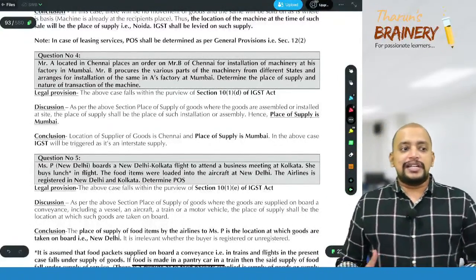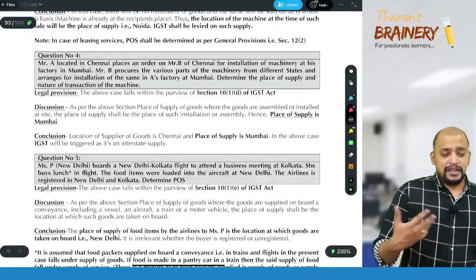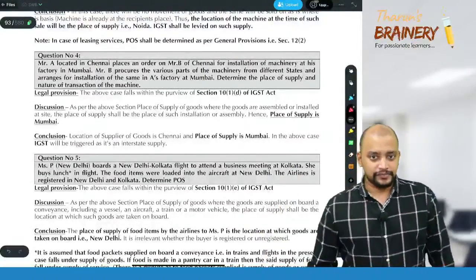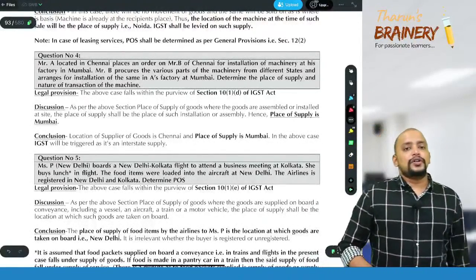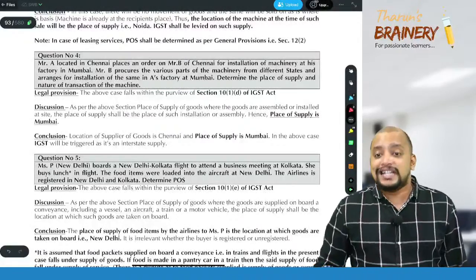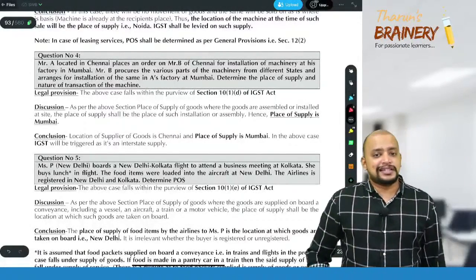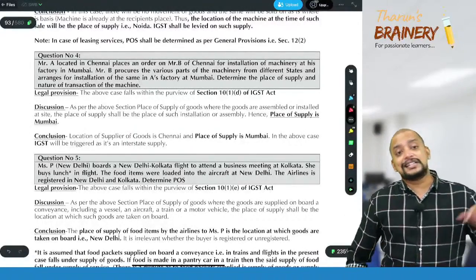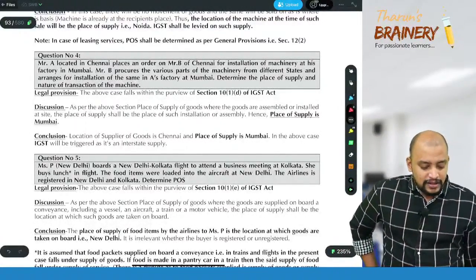So we need to see here whether it is goods or services. Goods. But that goods requires installation. As per the contract of supply, that goods requires installation. So therefore we need to take 10(1)(d). That is, supply involves assembly or installation. The place of supply is the location where it is installed. What is the location where it is installed?